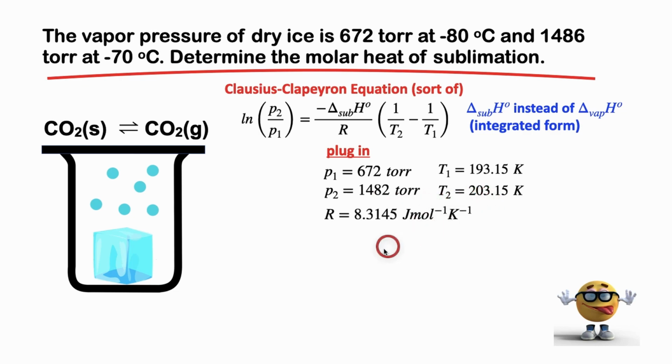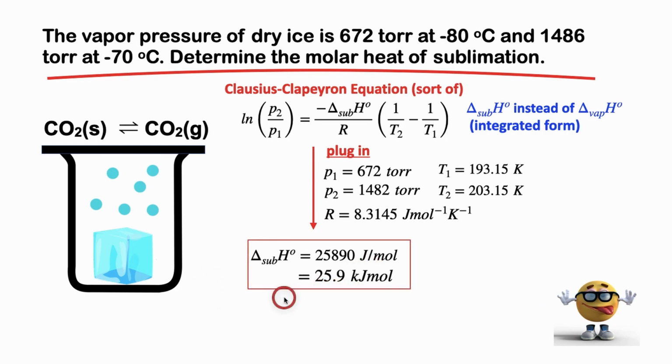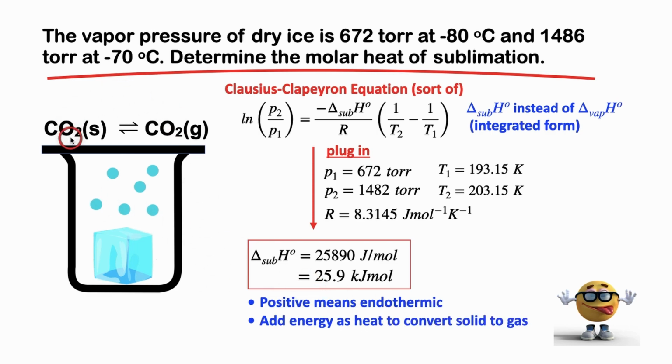Make sure it's in Kelvin, and we want to choose the R that has joules in it, not units of pressure, but joules. And if we plug that in, we get an enthalpy of sublimation, standard enthalpy of sublimation, of 25,890 joules per mole. We usually report these in kilojoules per mole. And notice that it's positive, which means the process is endothermic, which means that it takes energy to convert the solid into a gas.